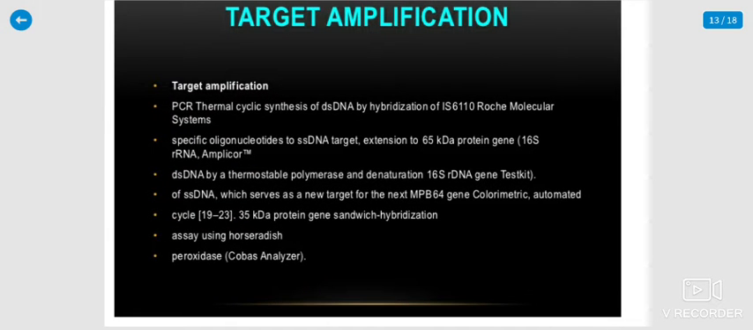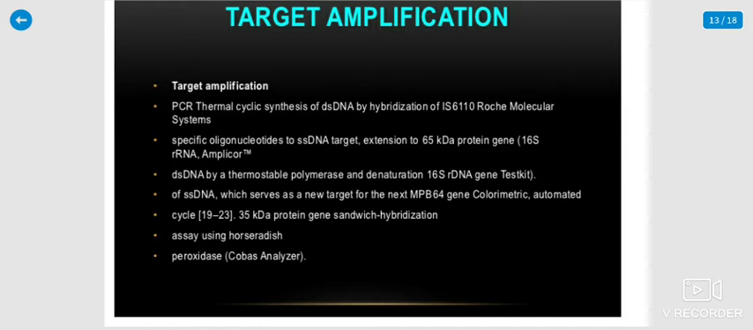and target amplification. In target amplification, PCR thermal cycling synthesizes dsDNA by hybridization of the Roche Molecular Systems specific oligonucleotide to the ssDNA target, with extension to the 65 kDa protein gene, that is called the 16S rRNA amplification. At the same time, a PCR 16S rRNA gene test kit is also available, so that the cycle is 19 to 23. The 35 kDa protein gene sandwich hybridization method in the assay uses horseradish peroxidase.